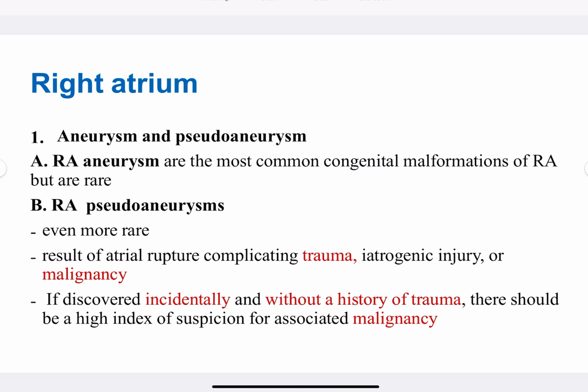Now firstly, the right atrium aneurysm and the pseudoaneurysm. Right atrium aneurysms are the most common congenital malformation of the right atrium, but they are rare. And right atrium pseudoaneurysms are even more rare. There are two etiologies for the right atrium pseudoaneurysm: trauma, which can be iatrogenic, and the second one is malignancy. So if we discover a right atrium pseudoaneurysm incidentally and there is no history of any trauma, then we should keep a high suspicion for associated malignancy.